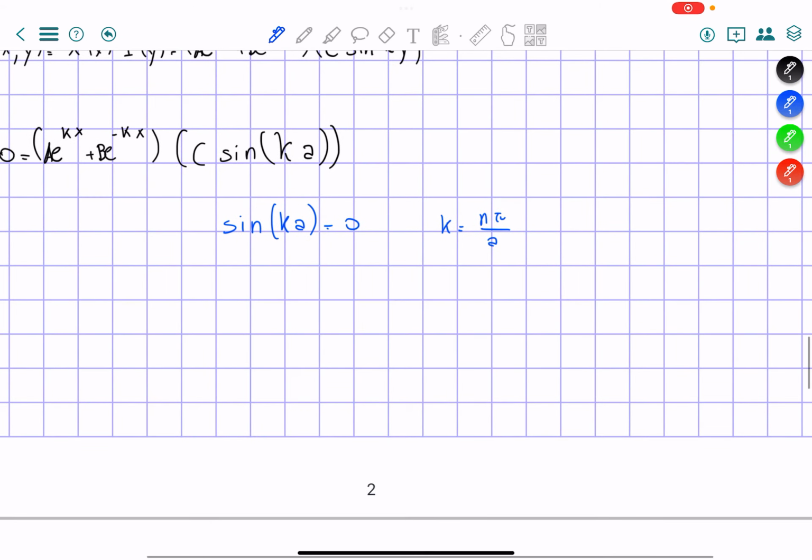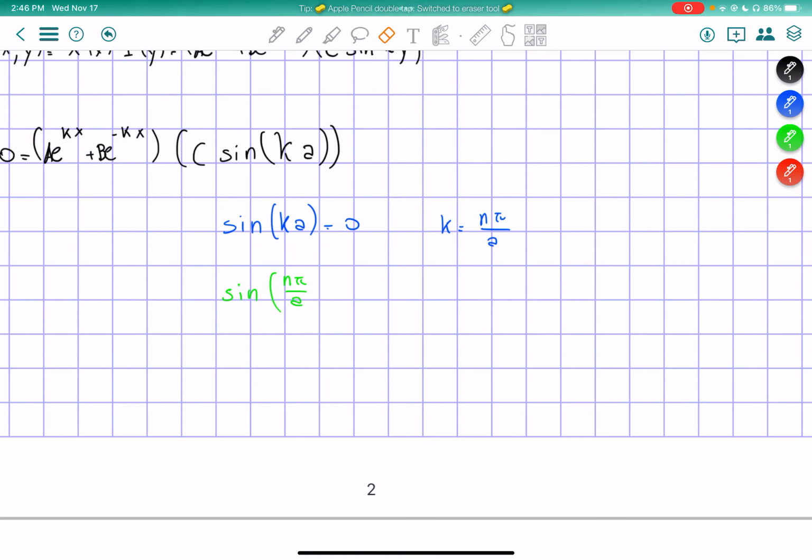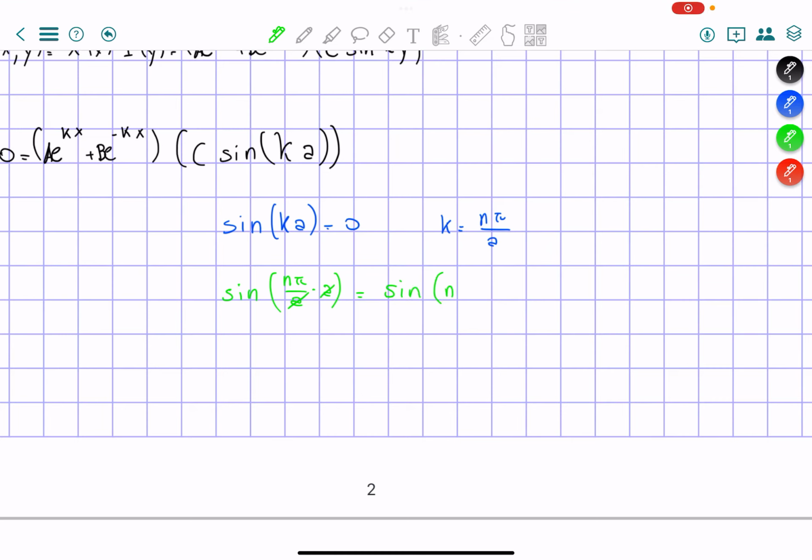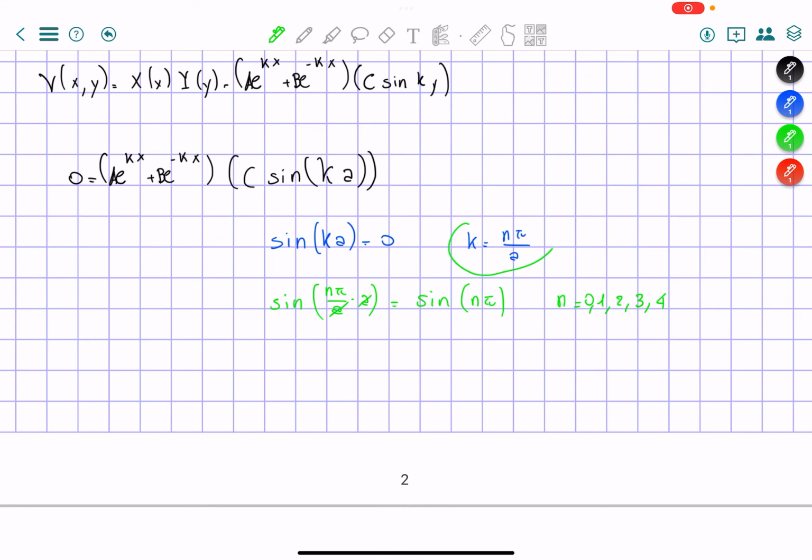Because then, when we plug it in the function, we're going to get sine of n pi over a times a, where the two a's cancel each other out. So we're going to have sine of n pi. And of course, as long as n is an integer, so it's going to be equal to 1, 2, 3, 4, sine is going to be equal to 0. So as long as it's equal to that, it's fine like this. Alright, so we know that k is equal to this value over here now.